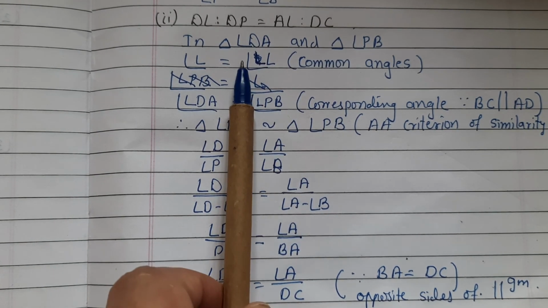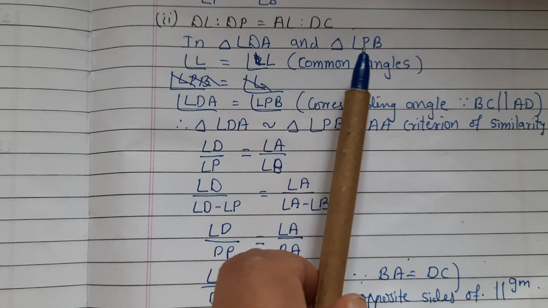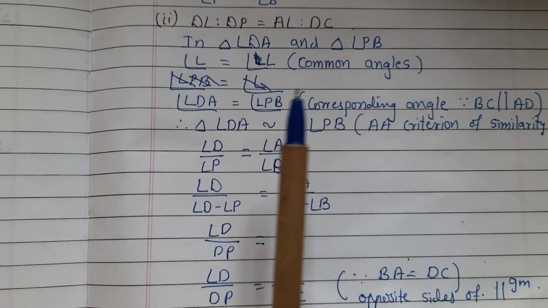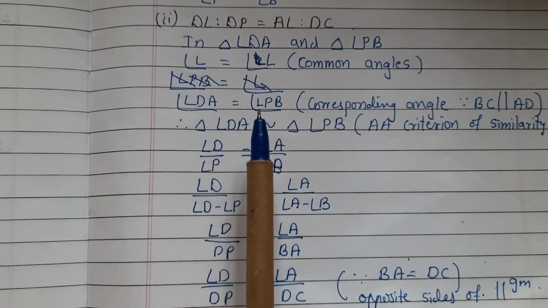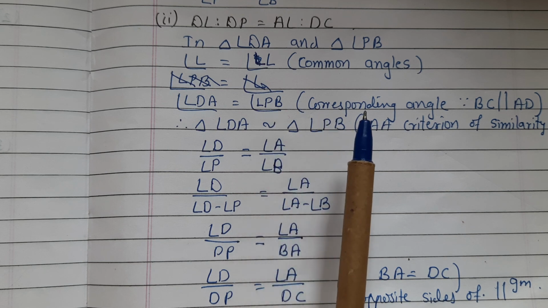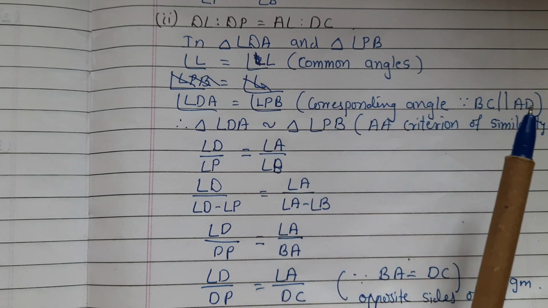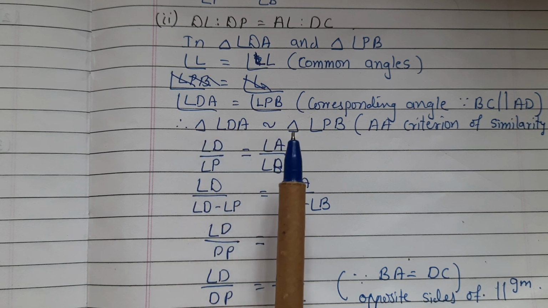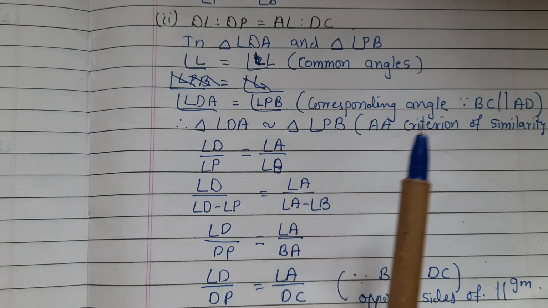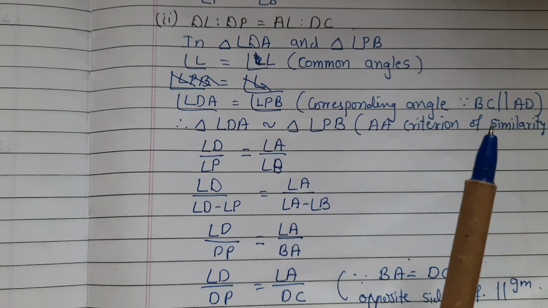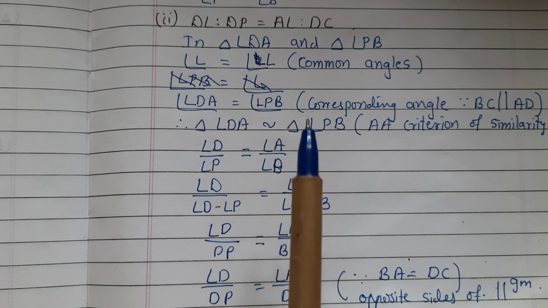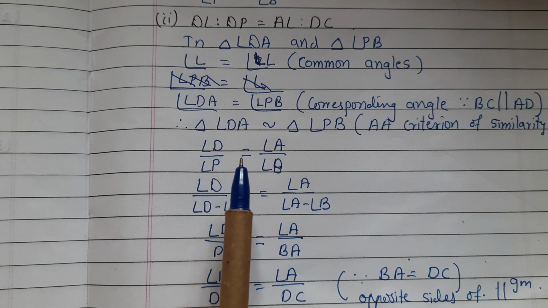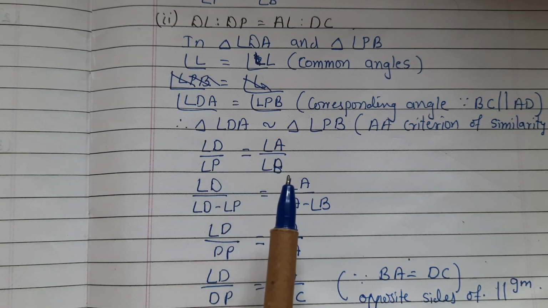In triangle LDA and triangle LPB, angle L is equal to angle L, common angle. Angle LDA is equal to angle LPB, corresponding angles, since BC is parallel to AD. Therefore, triangle LDA is similar to triangle LPB, AA criterion of similarity. Triangles are similar, sides are proportional. Therefore, LD upon LP is equal to LA upon LB.